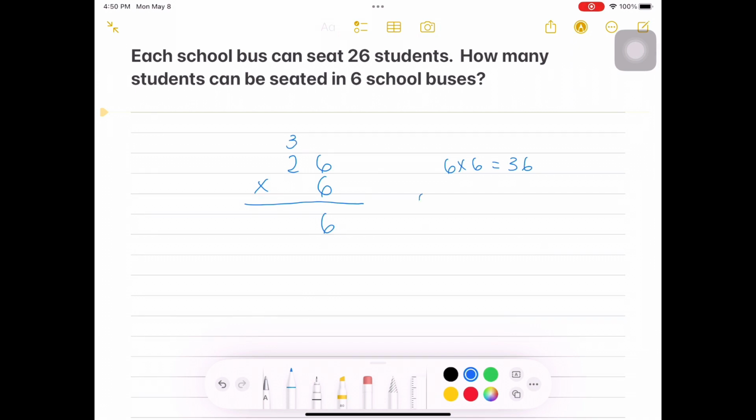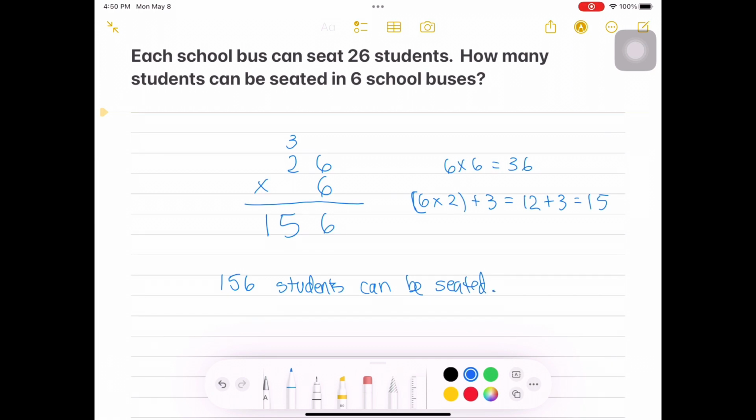Now multiply the tens column. 6 times 2 plus 3 that was carried over. I write parentheses to indicate that that is the computation we must do first, and then we add the 3 that was carried from before. 6 times 2 equals 12, plus 3 equals 15. Write down 15. 26 times 6 equals 156. 156 students can be seated.